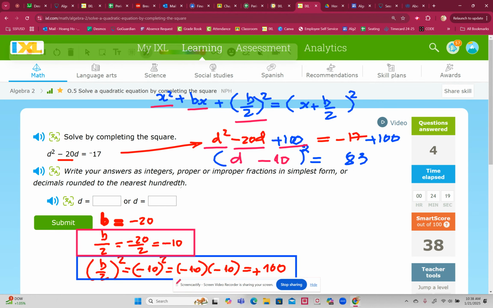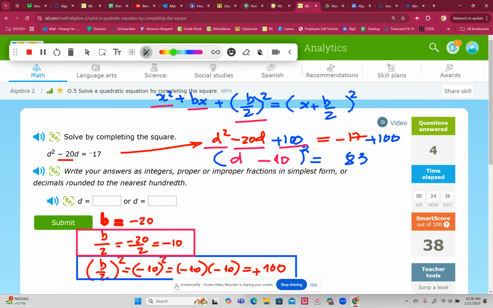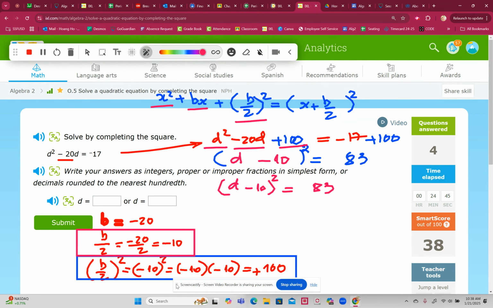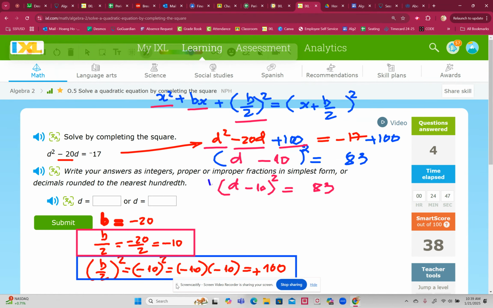You need to solve for d. You need to get rid of the power 2. What should we do? How do you get rid of the power 2, Brian Chan? Square root it. One side or both sides? Both sides. Okay, so now you take the square root. Let's rewrite it right here. Let's do it slow. d subtract 10 squared equals 83. So now you take the square root on both sides. Here we go. Square root, square root.